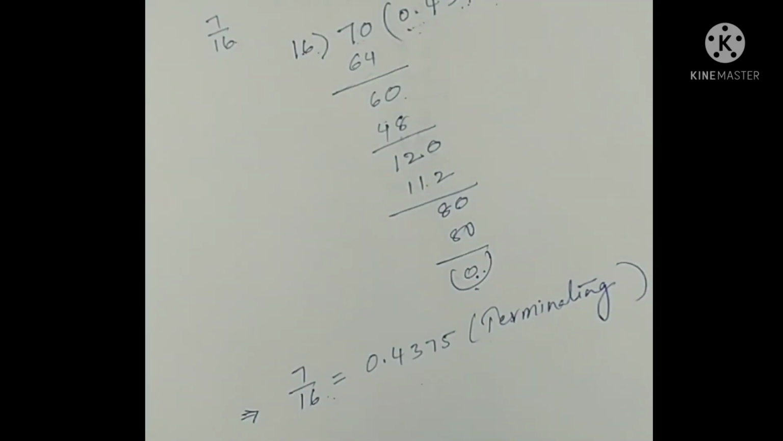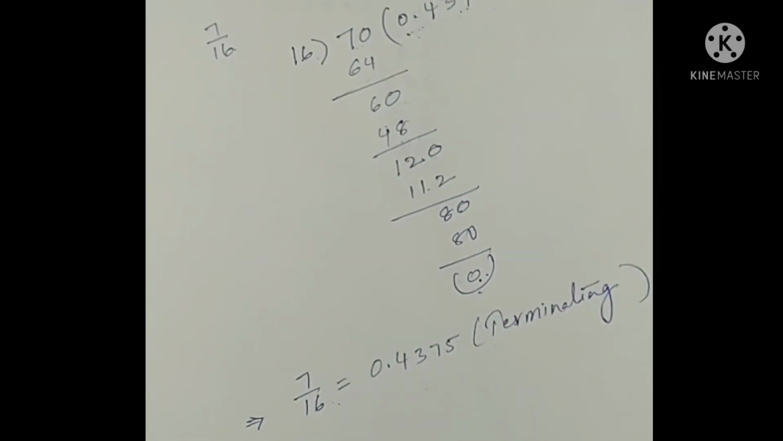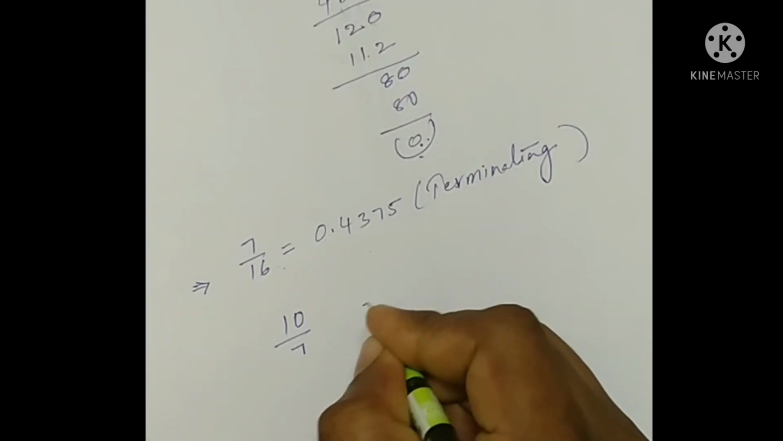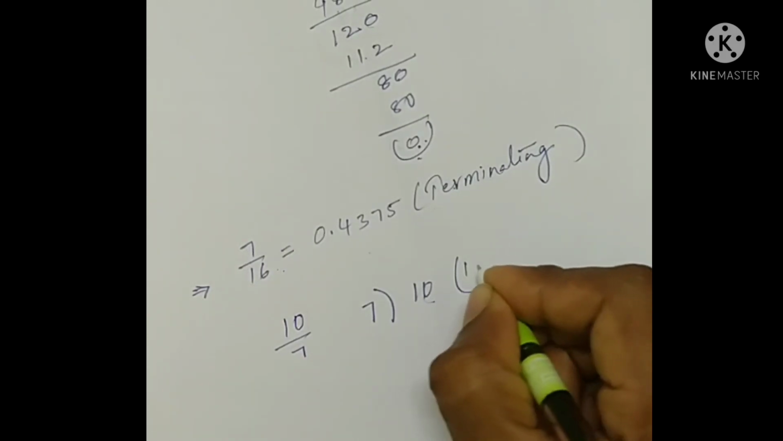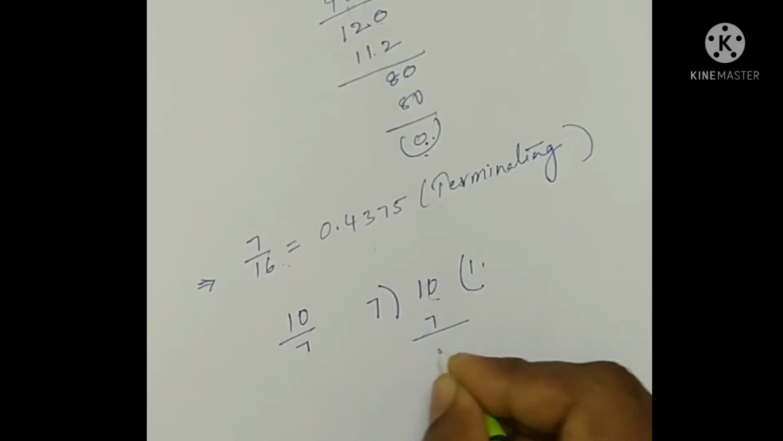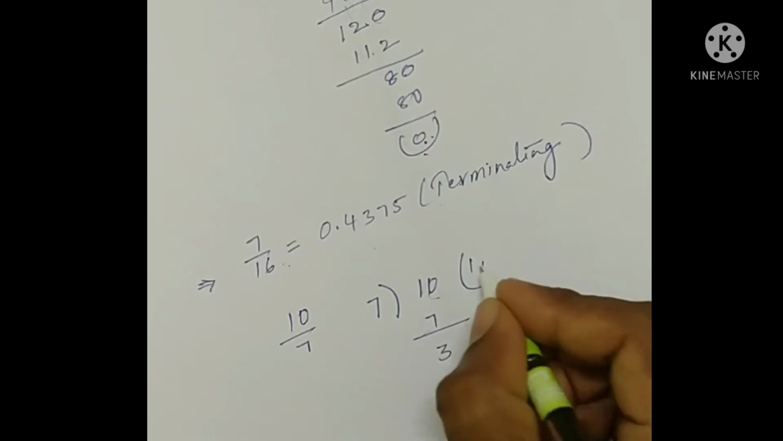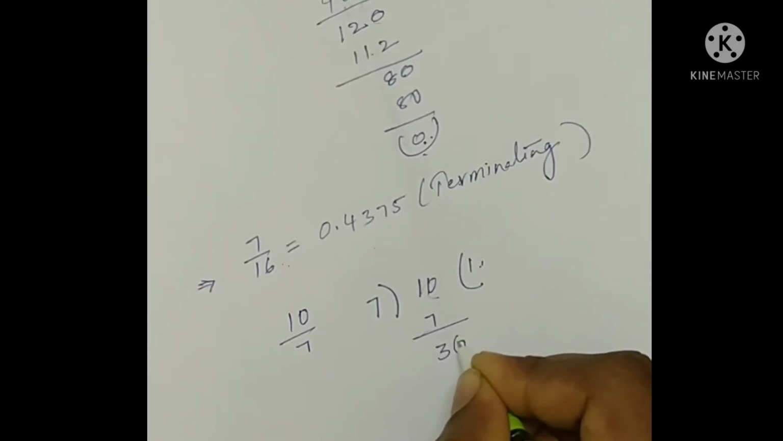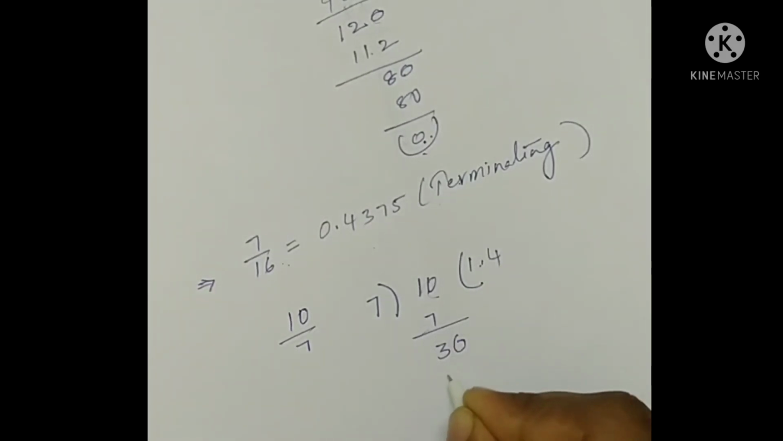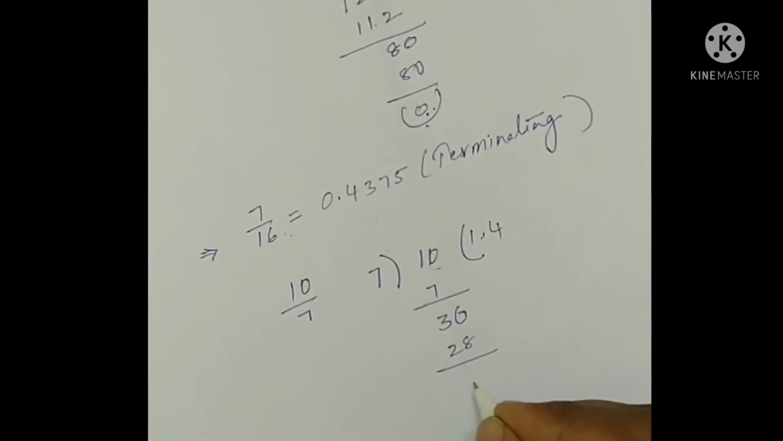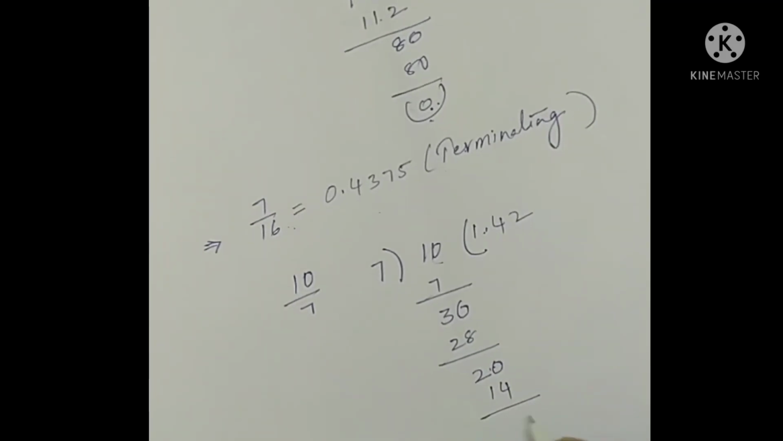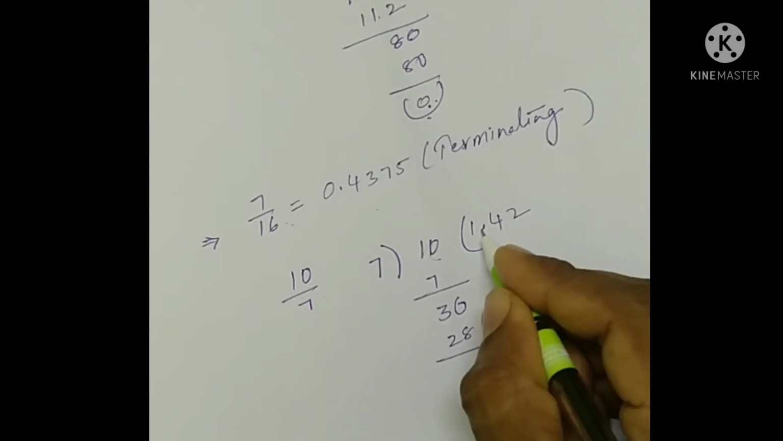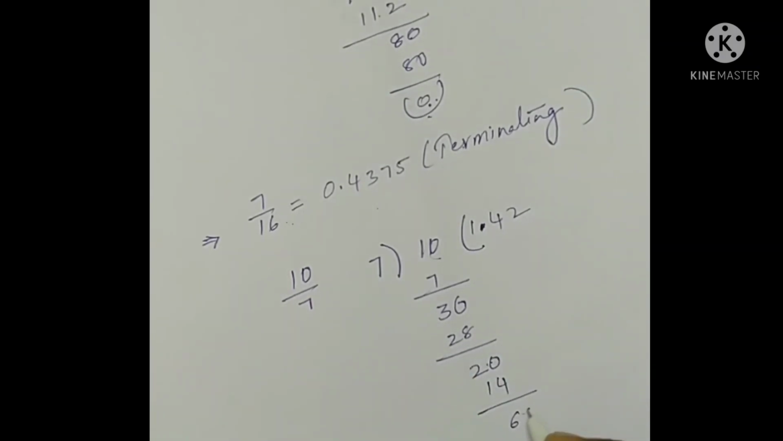So 10 by 7. So that is equals to 7, 10. So 7 ones are 7. So remainder is 3. So 0.0. Next 7 fours are 28. Result is 2, 0. So 7 twos are 14. So result is 6, 0. Here point. Let's take 0.